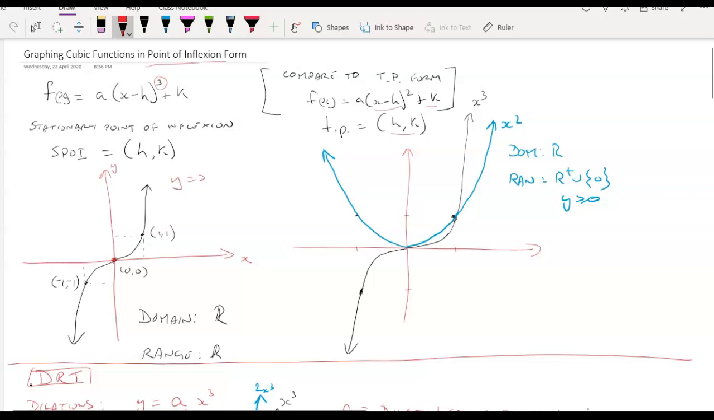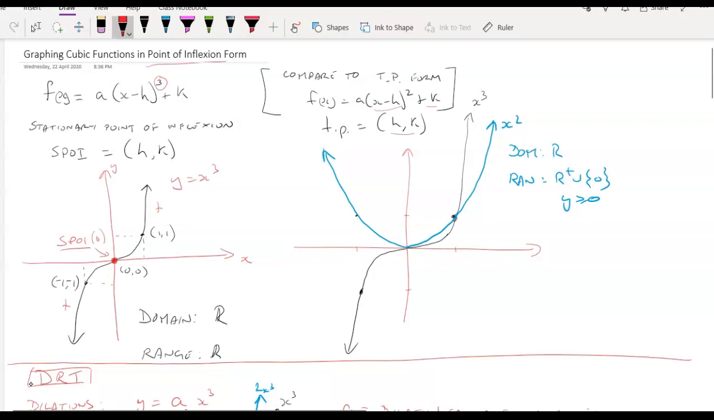This is y equals x cubed. It's the basic shape of the cubic. You'll see right here at the origin, at the point (0, 0), is what's called a SPOI, or a stationary point of inflection. Right at that point, the graph is perfectly flat. Before it, it's got a positive gradient. After it, it's got a positive gradient. But right there, it's got a zero gradient.